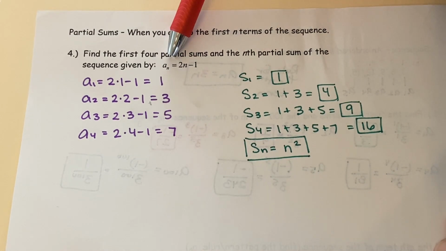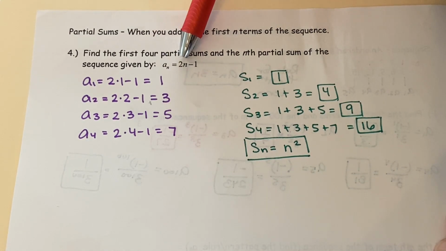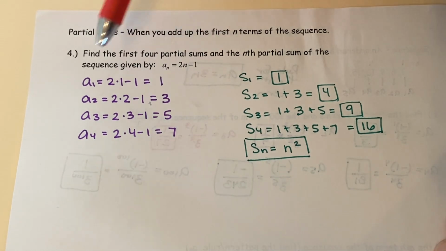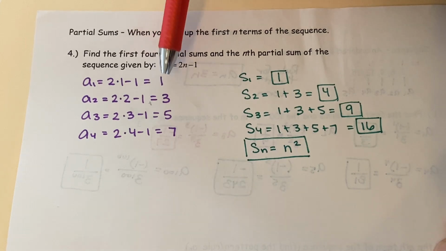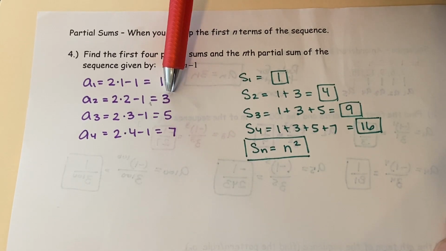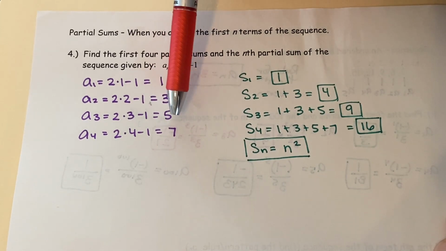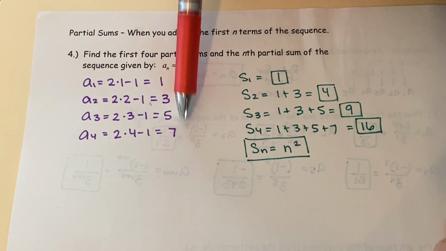Our rule for finding any number in our list, a sub n, is equal to 2n minus 1. So if I plug a 1 in for my n, the first number in my list is 1. The second number in my list is 3. The third number in my list is 5. And the fourth number in my list is 7.